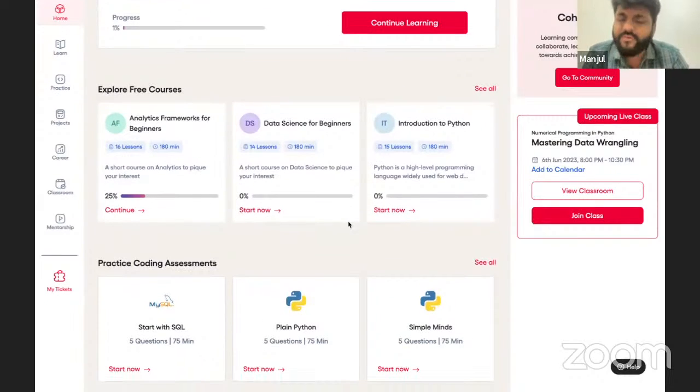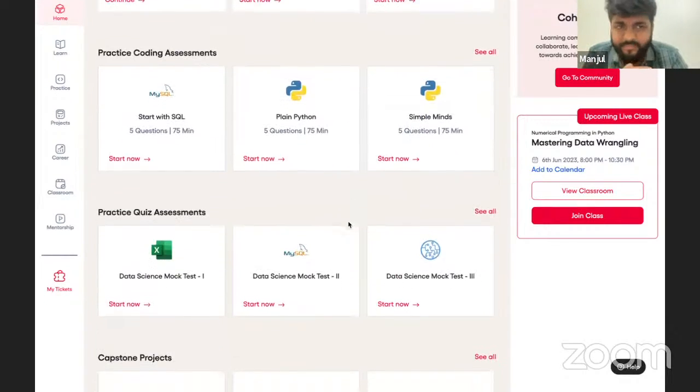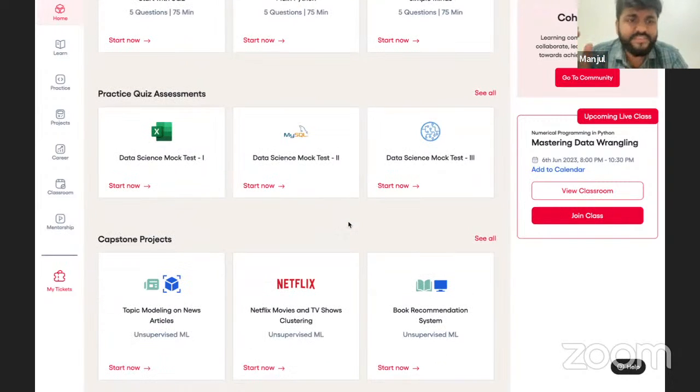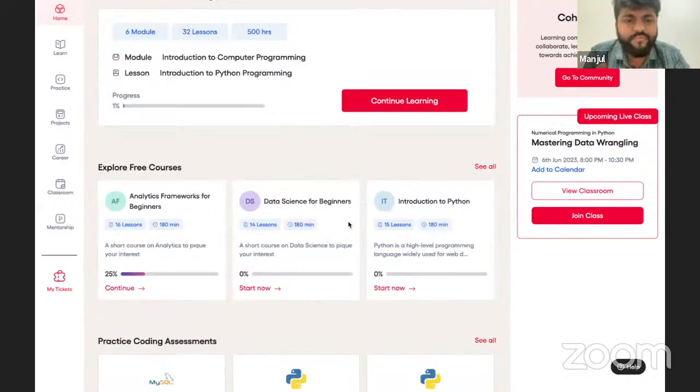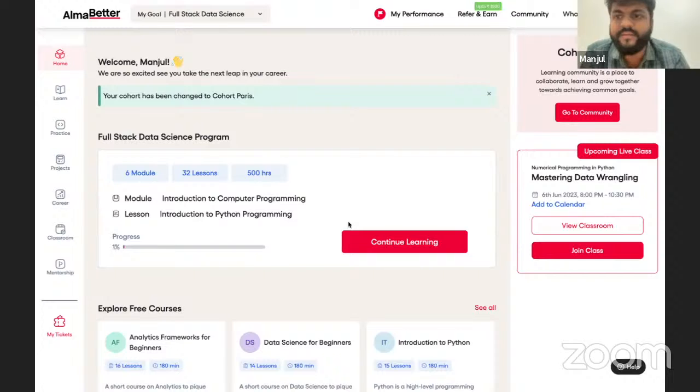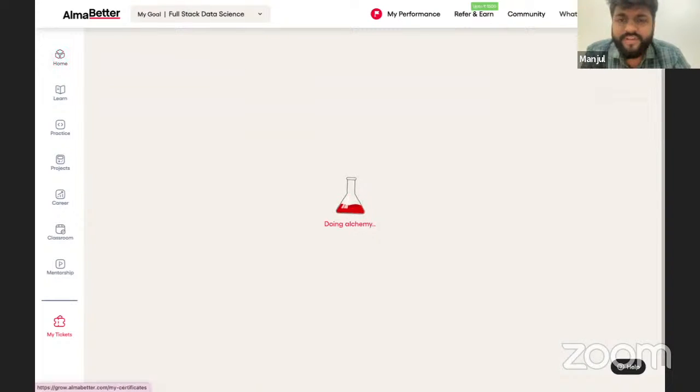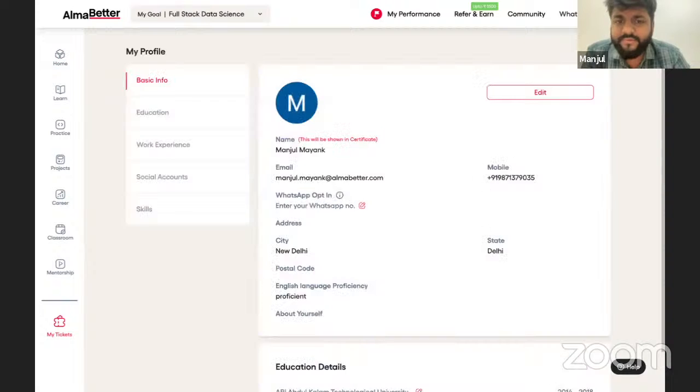Then you will come across a lot of free courses that are already there on the website. Then there will be a lot of practice coding assessments, practice quiz assessments, capstone. So you will get an overview of all the things that you will be learning here at AlmaBetter. You can get into your profile segment initially, and you can fill all these details out here.